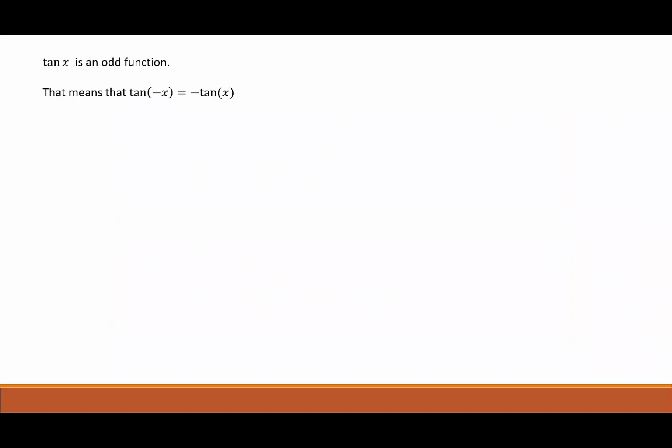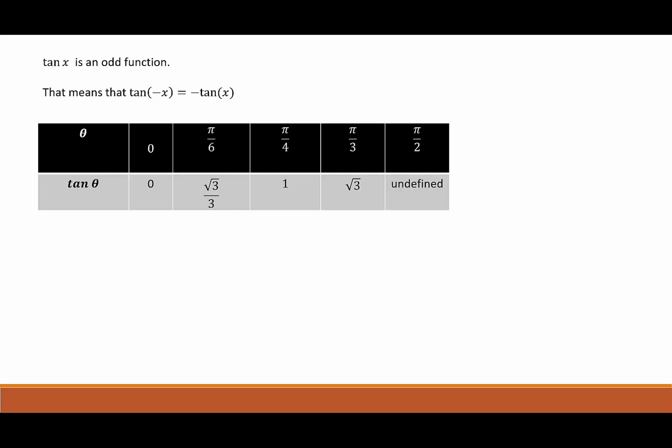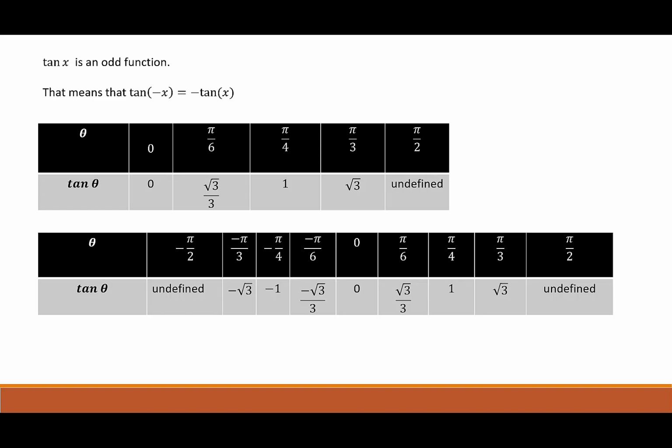Let's start by looking at tan x. Tan x is an odd function. That means that tangent of negative x is equal to negative tangent of x. So if we take values that we know, like the tangent of 0 is 0, the tangent of pi over 6 is the square root of 3 over 3, tangent of pi over 4 is 1, tangent of pi over 3 is the square root of 3, and the tangent of pi over 2 is undefined, and look at the negative angles, we'll see that the tangent of negative pi over 2 is undefined.